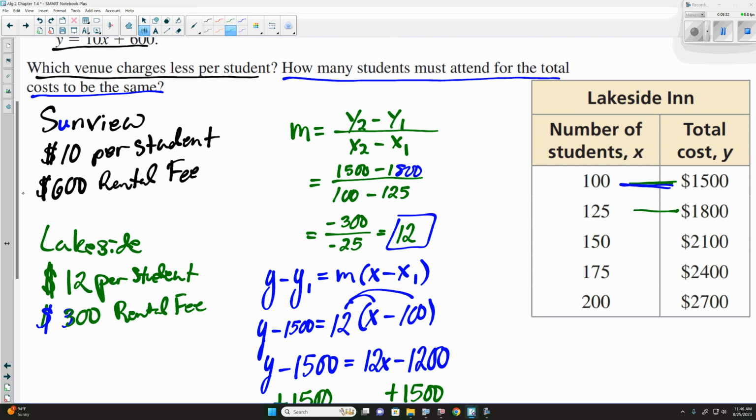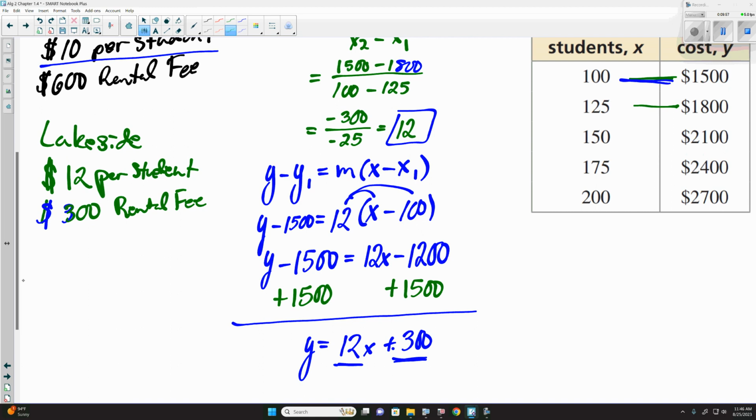Let's look at the question again. So the first part of the question is, which venue charges less per student? Which venue charges less per student? Sunview, because it charges only 10. So this here is Sunview, charges less per student. Because we can write that there, part A, Sunview charges less per student.